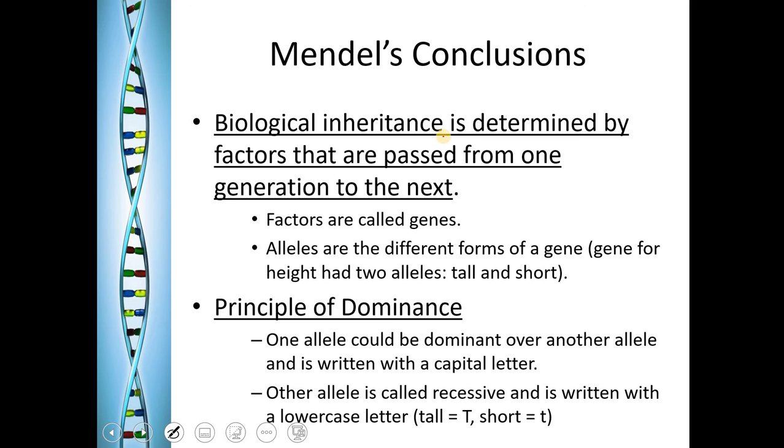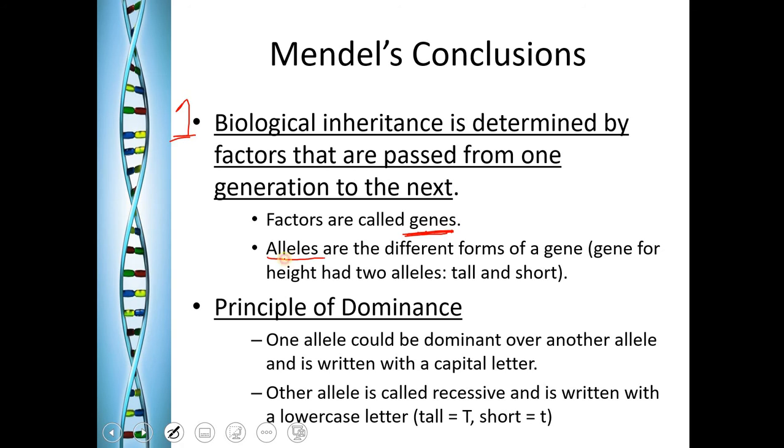Because of these experiments, Mendel came up with 4 conclusions. At the end of this video, you'll have some questions to answer on Schoology, and some of the questions are about Mendel's conclusions. So he had 4 conclusions. Here's the first one. Biological inheritance is determined by factors that are passed from one generation to the next. We know now, or now we call those factors genes. Things that are passed from one generation to the next, and genes are written on your DNA.